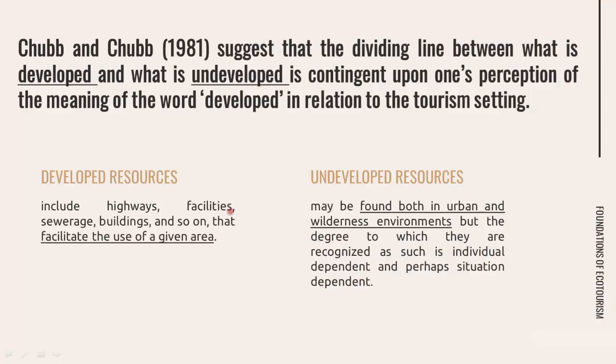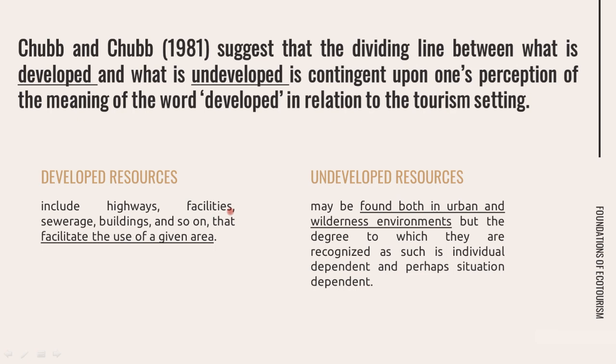So according to Chubb and Chubb, he suggests that the dividing line between what is developed and what is undeveloped is contingent upon one's perception of the meaning of the word develop in relation to the tourism setting. So ano yung sinasabi dito ni Chubb and Chubb? Usually we have two resources. So as you can see in the presentation, we have developed resources and undeveloped resources.